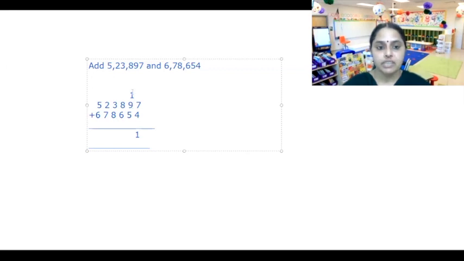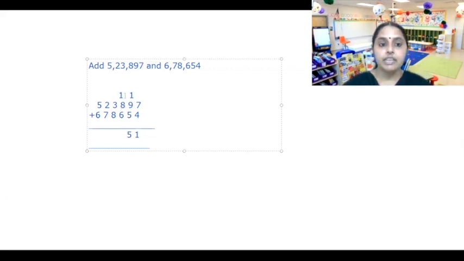So 9 plus 1 is 10 and 10 plus 5 is 15. Yes or no? 15. So we will be writing 5 here. Yes, and we will take 1 as carry forward. Yes or no? We will be taking 1 as carry forward.